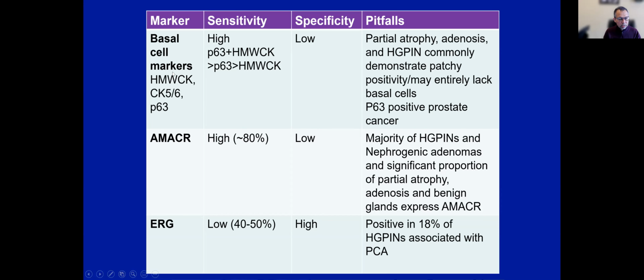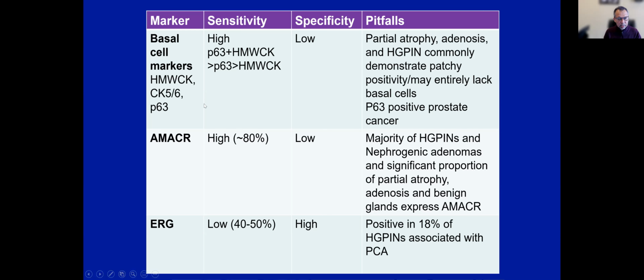Here is the summary of the various markers that have been utilized in practice. Basal cell markers, particularly high molecular weight cytokeratin, particularly CK903 or CK5/6, and P63 are most widely utilized in practice. They are highly sensitive markers but have a low specificity for the diagnosis. You have to keep in mind that certain benign mimics like partial atrophy, adenosis, high-grade PIN will commonly demonstrate patchy positivity or may even entirely lack basal cells. And rarely you may encounter P63 positive prostate cancer.